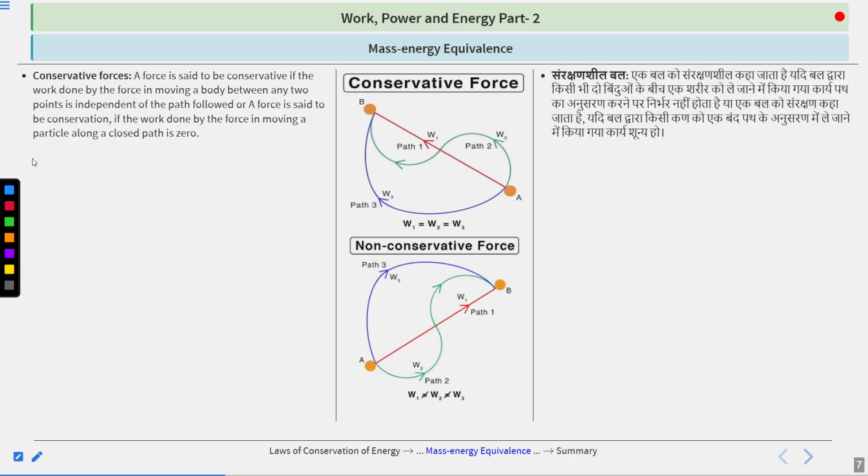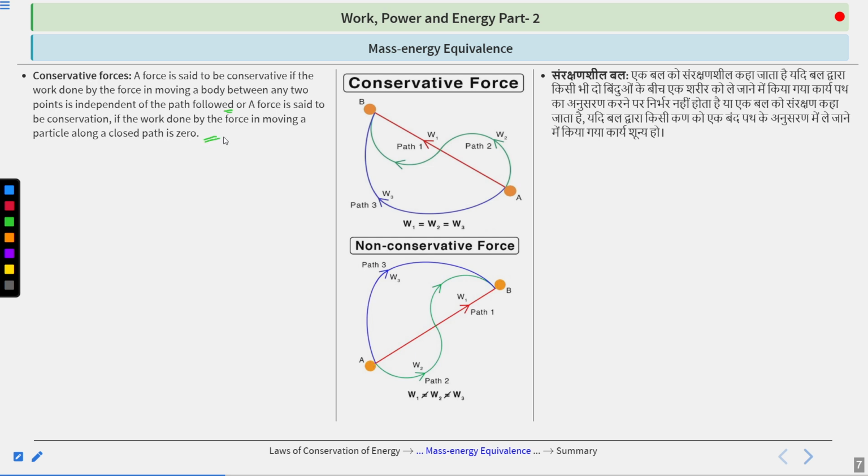So here we have the conservative forces. What are the conservative forces? First we have to understand them, then we will take a look at the non-conservative forces too. A force is said to be conservative if the work done by the force in moving a body between any two points is independent of the path followed. Or a force is said to be conservative if the work done by the force in moving a particle along a closed path is zero. In these two conditions, it is called a conservative force.